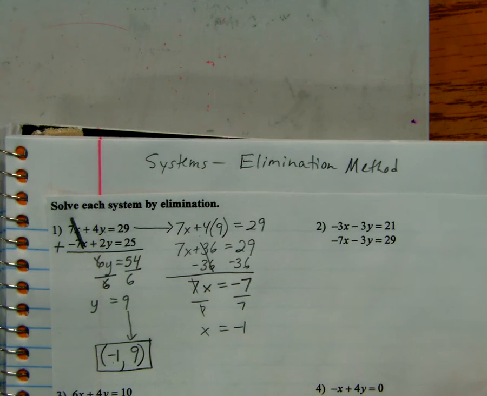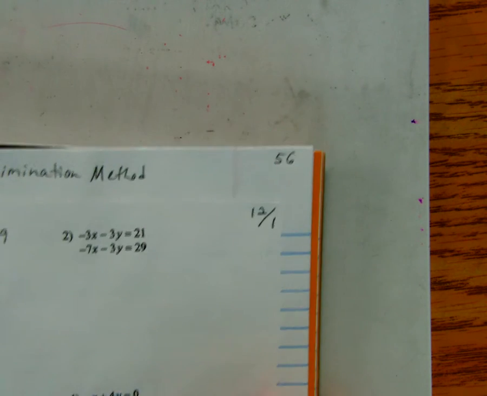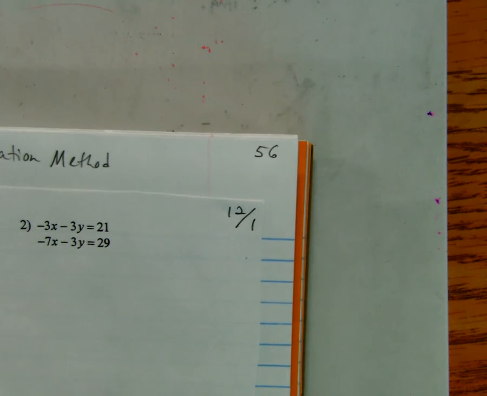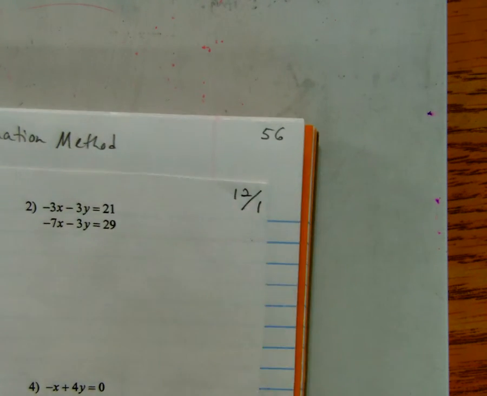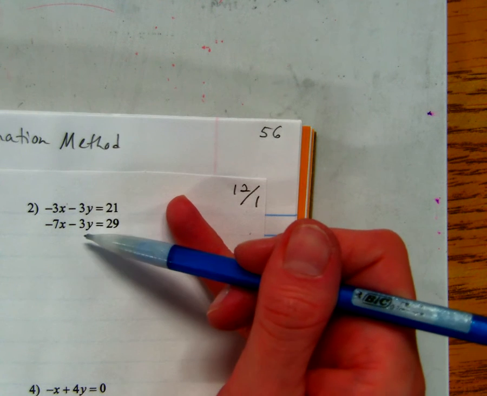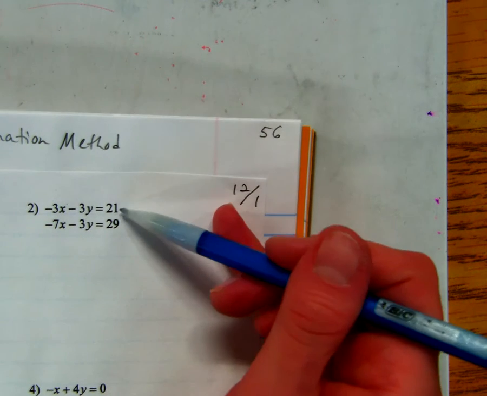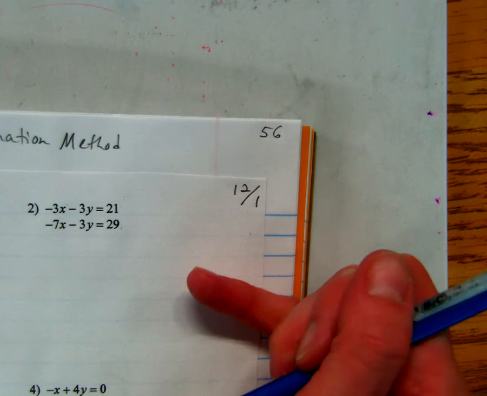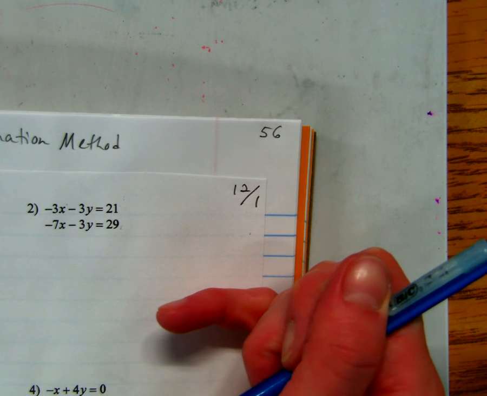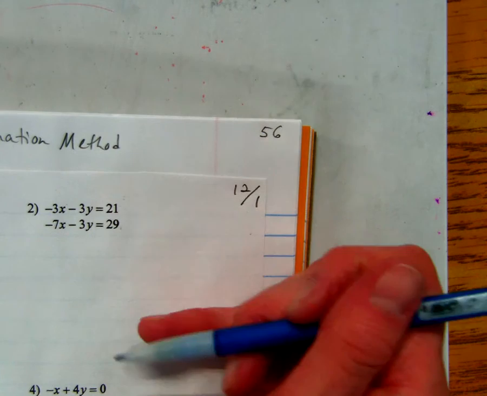Okay, so let's take a look at number 2. So what we have to have is either the x's or the y's be opposites so we can eliminate them. So my x's are not opposites. My y's are exactly the same. And then over here I just have some numbers. So when they're the same, we could easily make that into opposites by changing the signs.